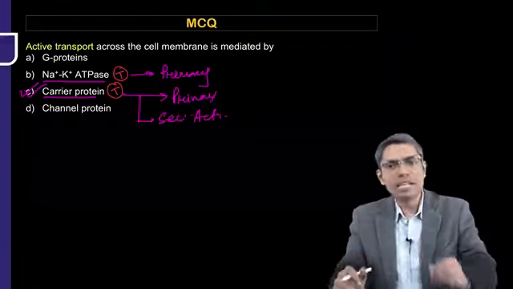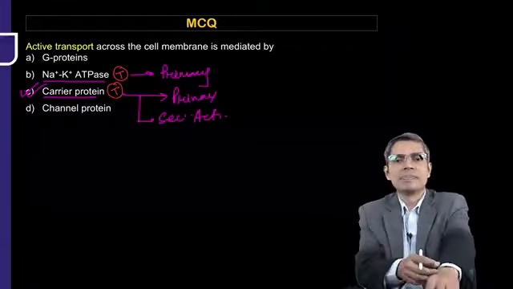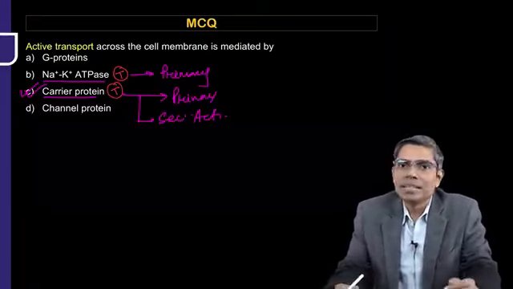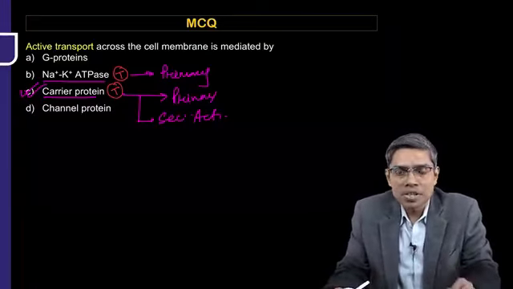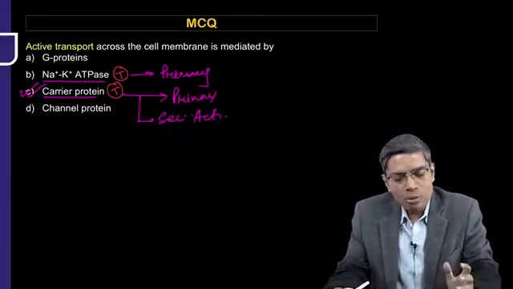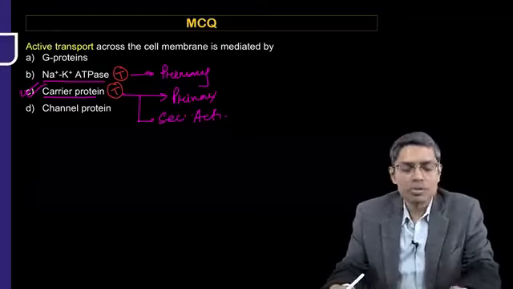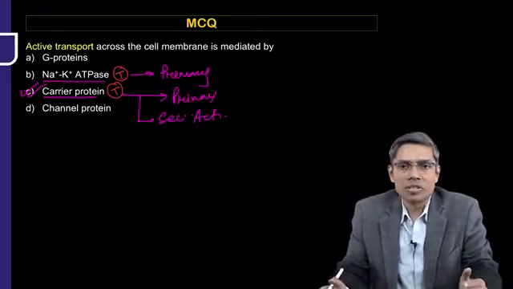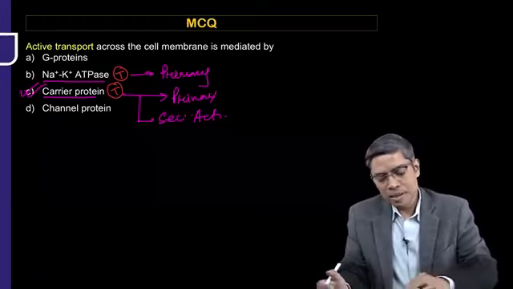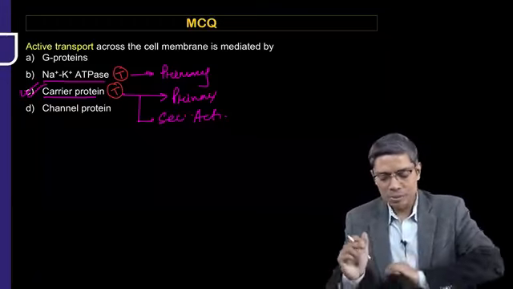This is an old MCQ of the AIIMS entrance examination, and all of the guidebooks have given the correct answer that carrier protein is the best suitable answer in this question. Although the sodium potassium ATPase pump is also an example of active transport process, we all know that. Right? This is a very, very important thing you have to remember.